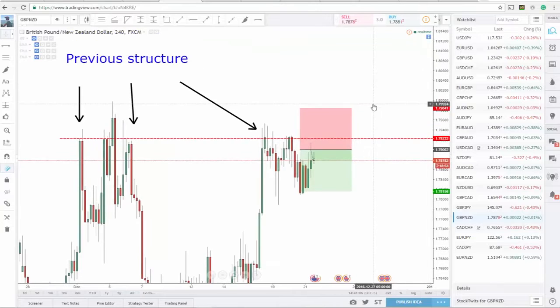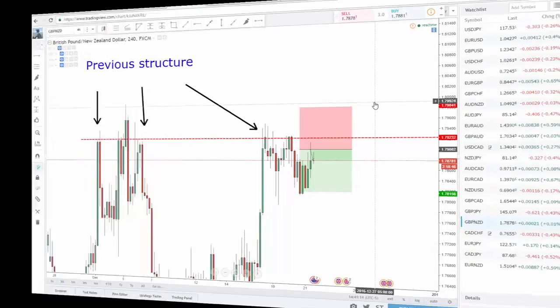And now we'll take a look at 5 different currency pairs, and I'll point out the key levels of structure that I plan to pay attention to for the rest of this week and on into next week.